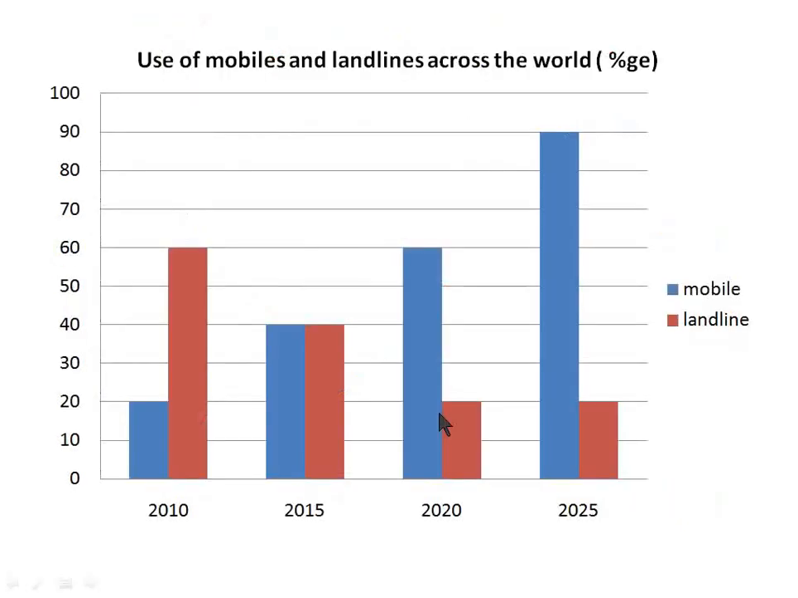Next, suppose this is the graph. First thing to notice is that it is a bar diagram. The heading is use of mobiles and landlines across the world. Data is given in percentage. This is the key: mobile and landline. The x-axis goes from 2010 to 2015 and 2020-2025, which means data is in the future. So this graph is giving us future predictions. Make sure while explaining this you use future tense.